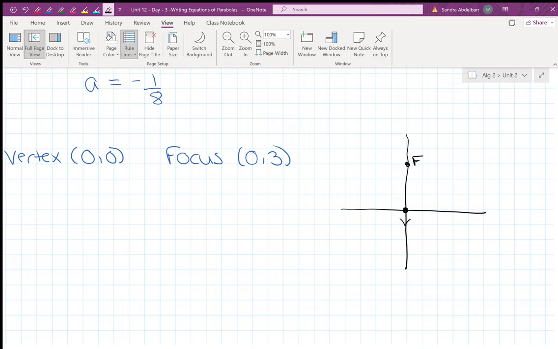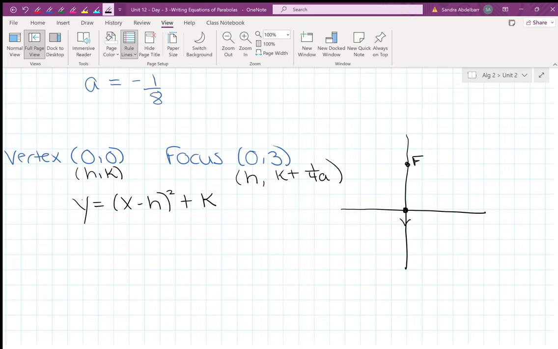There's our F. Because the focus point is above the vertex, not to the left or the right, what kind of parabola is this going to be? A horizontal parabola or a vertical parabola? Vertical. It's going to be a vertical parabola. So now we know the format will be y equals a times the quantity x minus h squared plus k. This time we know the vertex is h, k, and we know the focus is going to be h comma k plus 1 over 4a. Vertical, k.